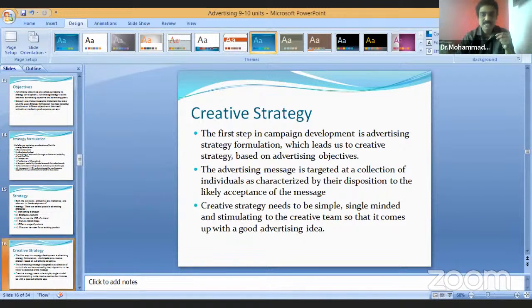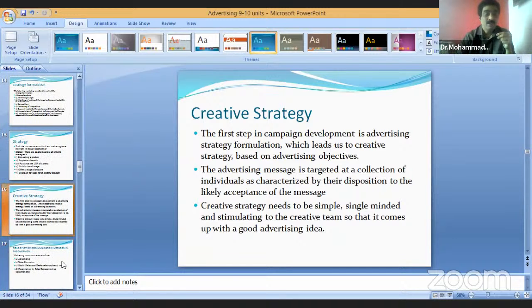So the advertising message is targeted at a collection of individuals characterized by their disposition to the likely acceptance of the messages. Creative strategy needs to be simple, single-minded, and stimulating to the creative team so that it can come up with a good advertising idea. So the creative strategy has these things: simple, single-minded, and stimulating, so that it can have an impact and influence on the target audience.